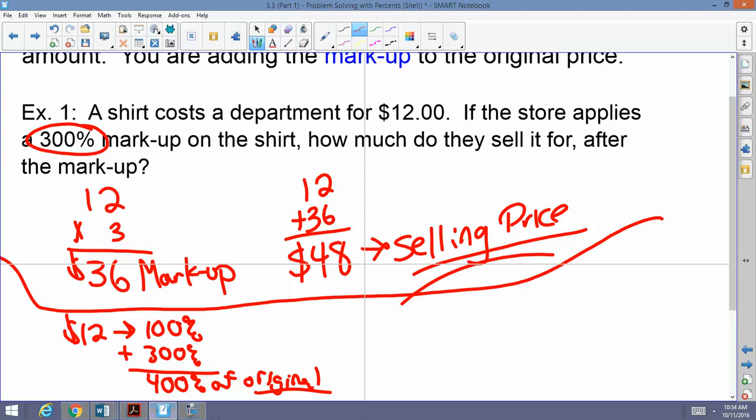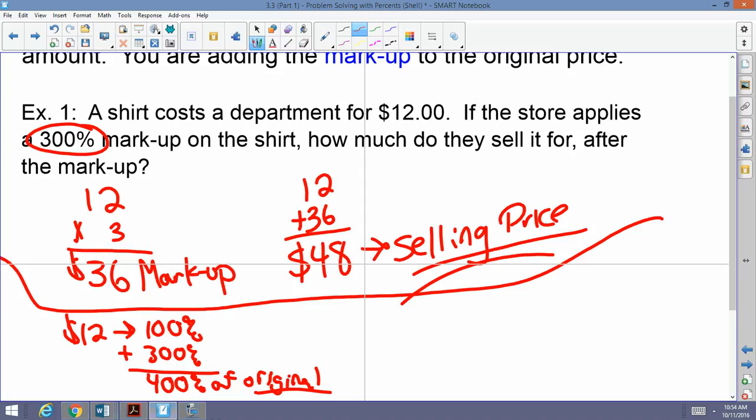Does that make sense? Yes, sir. Okay. Thank you, sir. $12 is the 100%, right? That's 100% of what I paid, right? But now I want to add a 300% markup. So I have my 100% that I paid plus the 300% that I'm marking it up. Am I not paying 400% of the original?